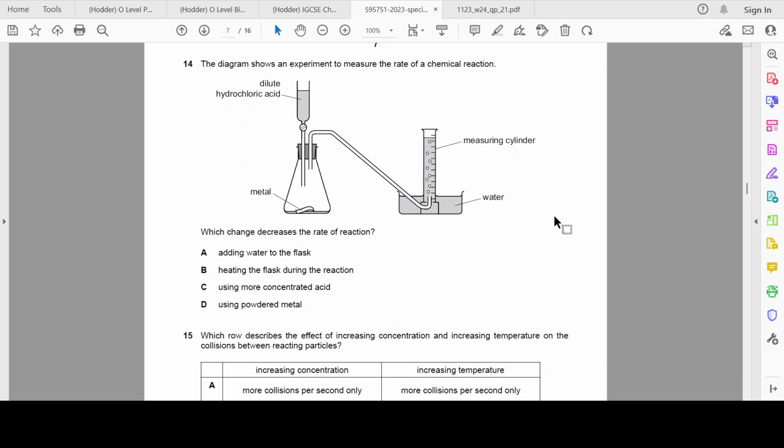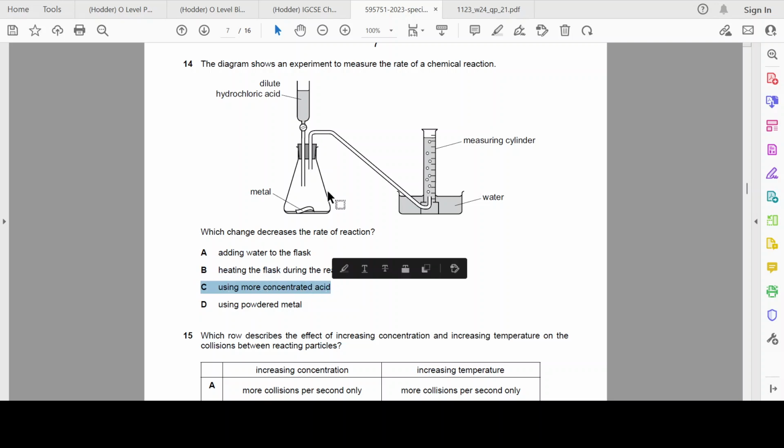Obviously we don't know which metal it is, but for any of those three, you could argue we don't know which of the explanations is true. Okay, heating: generally, unless it's an endothermic reaction, wouldn't the particles gain kinetic energy? Exactly, so heating will increase the rate of reaction.